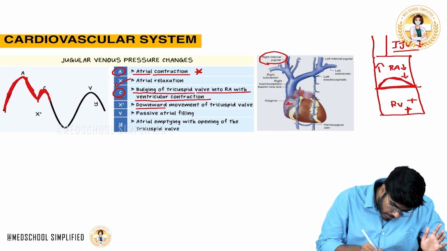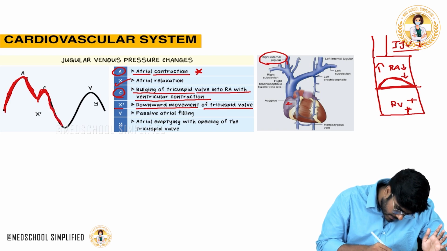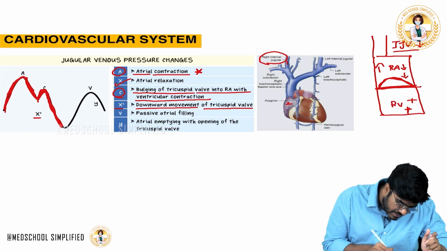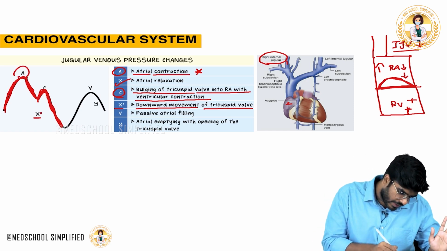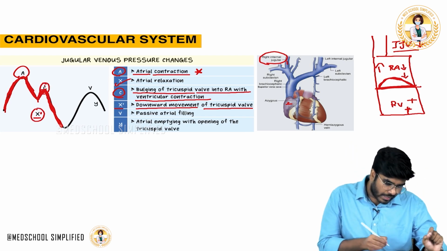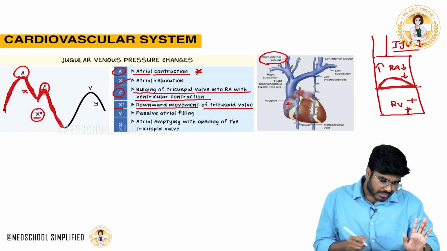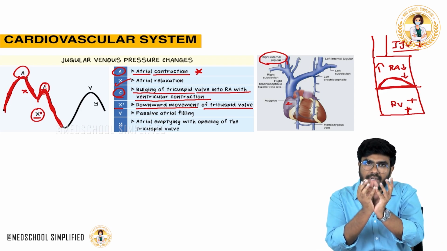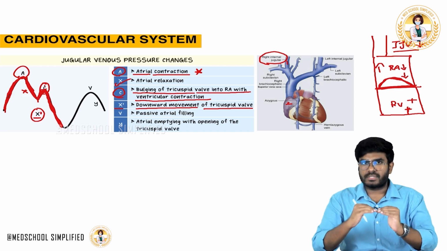Okay, so the downward movement of the tricuspid valve is represented as X dash. In most of the books, they will simply mention this X dash as X wave. Some books specifically mention X and X dash. X is because of atrial relaxation, X dash or X prime is because of the ventricular relaxation. The ventricle relaxes, the tricuspid valve goes back to its original position, atrial pressure decreases, internal jugular venous pressure decreases.